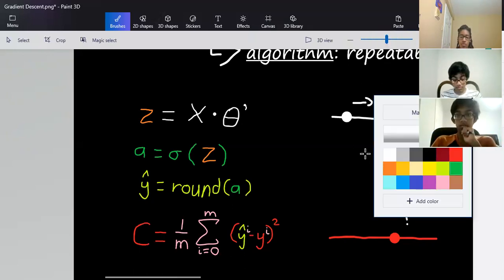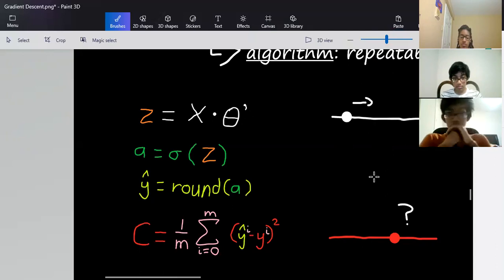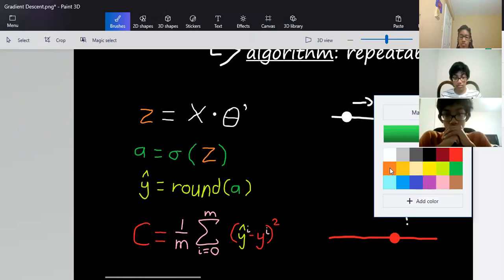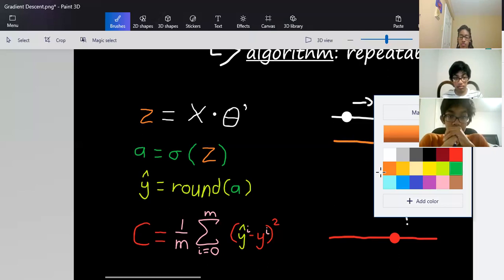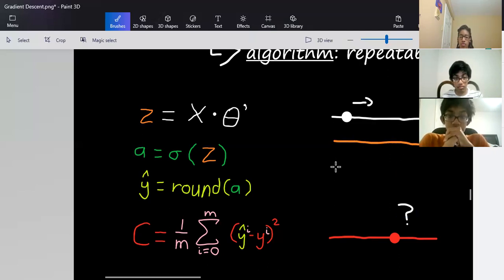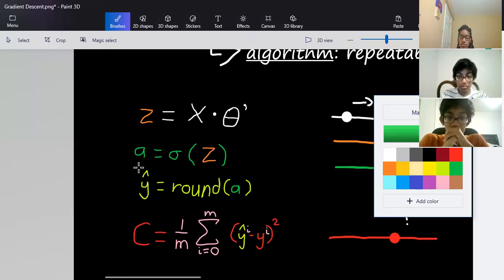So theta changes a little bit. That changes the weighted input, Z. And then Z changes a little bit. That changes the activation, A. And then the activation changes a little bit. That changes the prediction, Y hat.